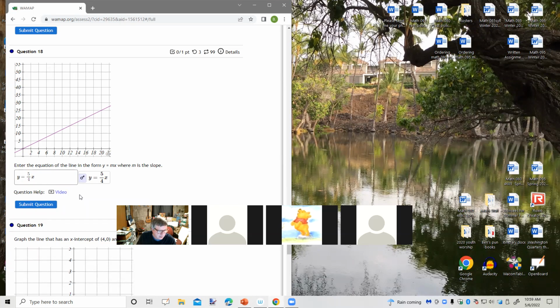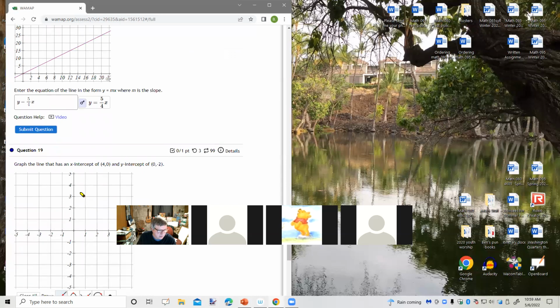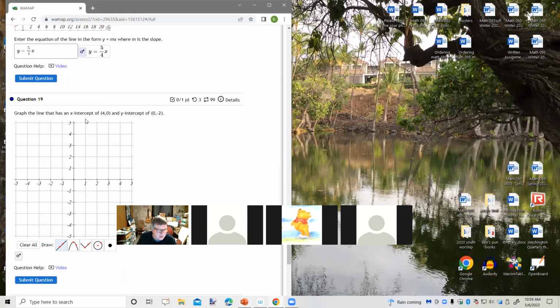Okay. Let's see here. Oh, graph a line that has an x-intercept of -4, 0 and a y-intercept of 0, -2. Now I want to point out, what does it ask for? It doesn't say what's the equation. It says graph the line. Well, yesterday, weren't we graphing lines using 2 points? Or maybe it was 2 days ago. Do we have 2 points? Yeah, we do. The x-intercept and the y-intercept.